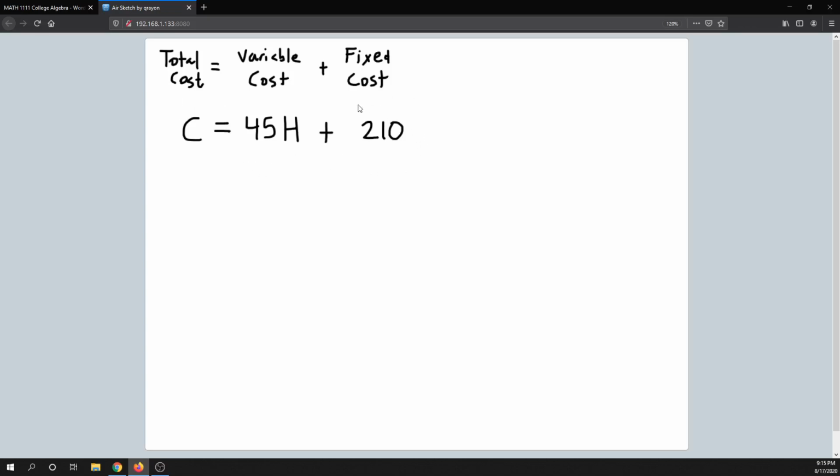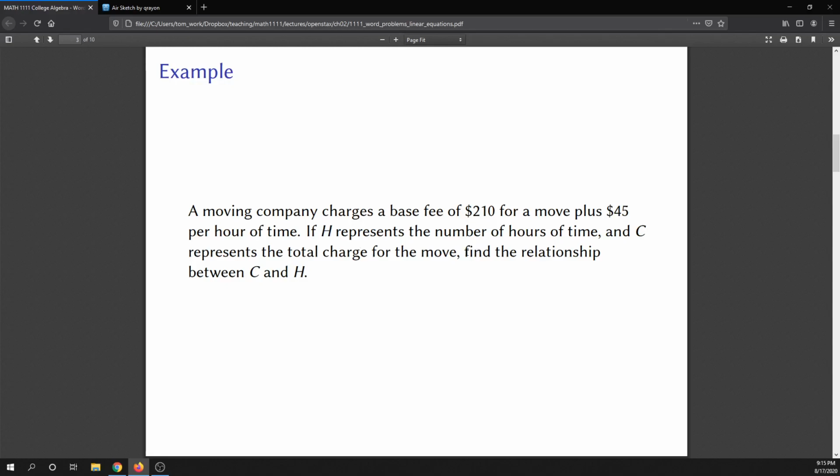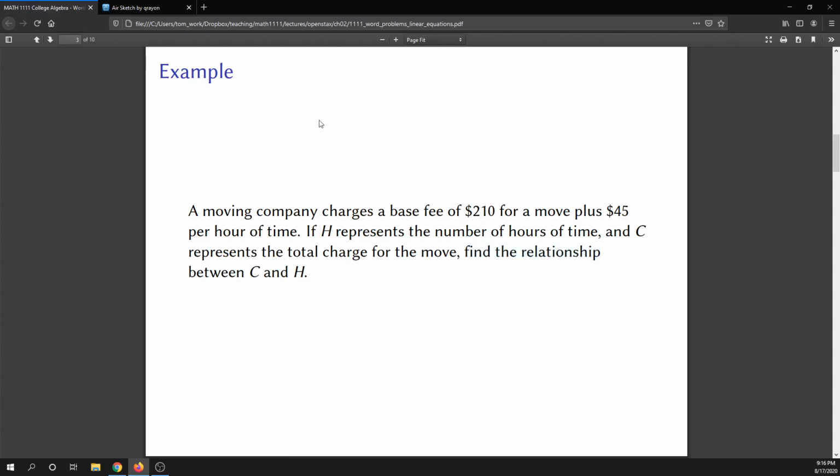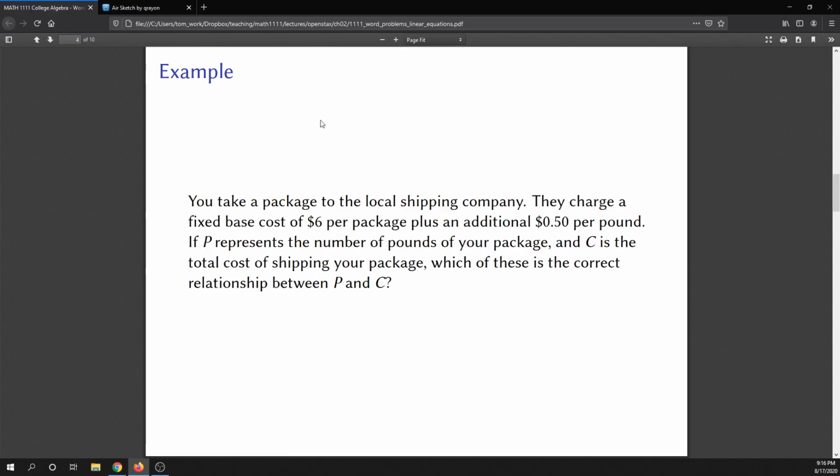And so once we have this formula, then we could do whatever calculations we want with it. In this problem, they don't want you to do any further calculations. All they want you to do is find the relationship, and by relationship they mean that equation. And so that's it on that problem. Okay, you don't have to solve or anything like that. All right, let's do one more of those.